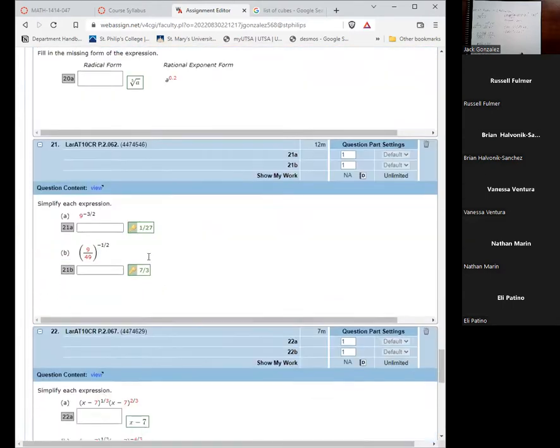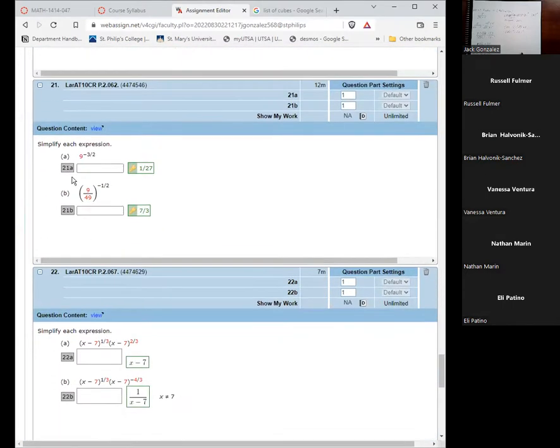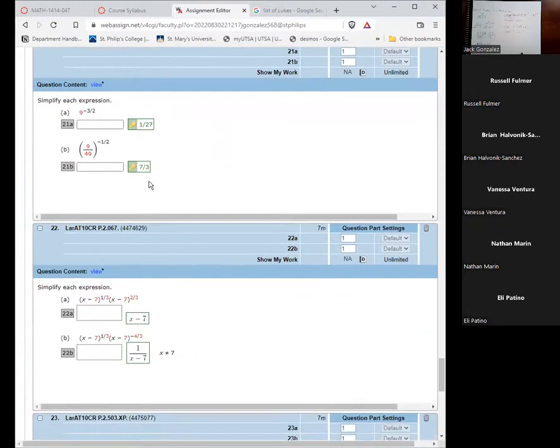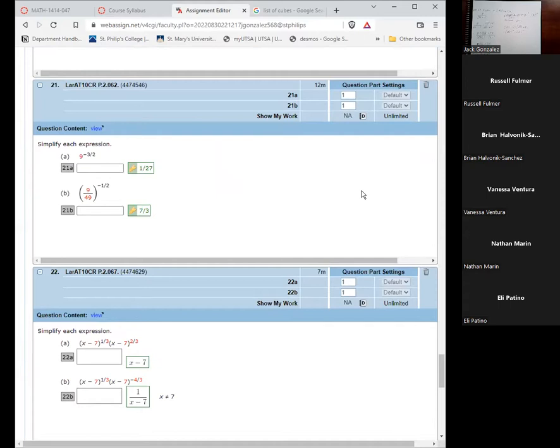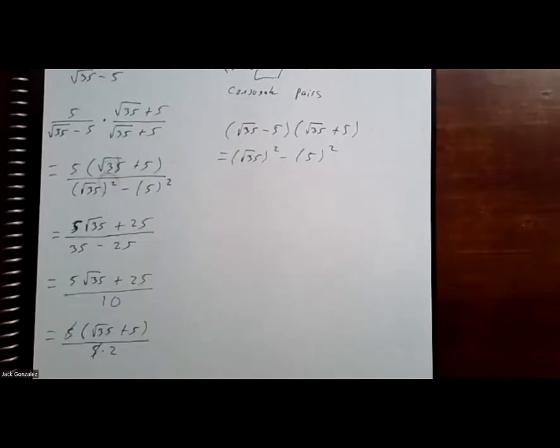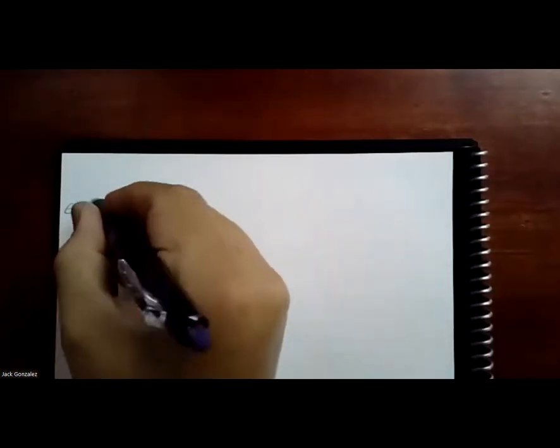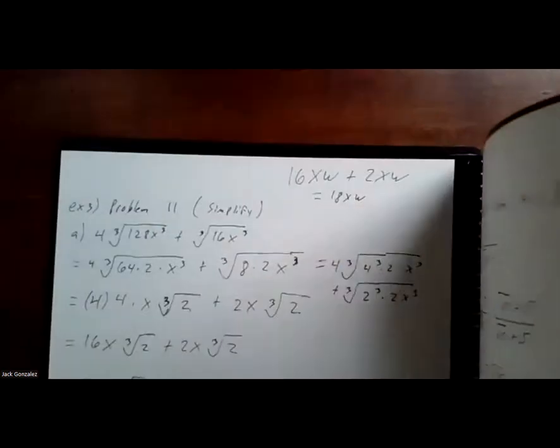Let's move on to something different. These guys look more difficult here. Number 21. You guys cool in the last example? Yes, sir. Okay, so let me know if I go too fast or if something doesn't make any sense, just tell me. It's no big deal.